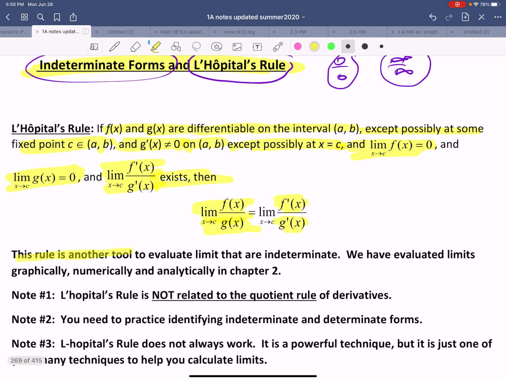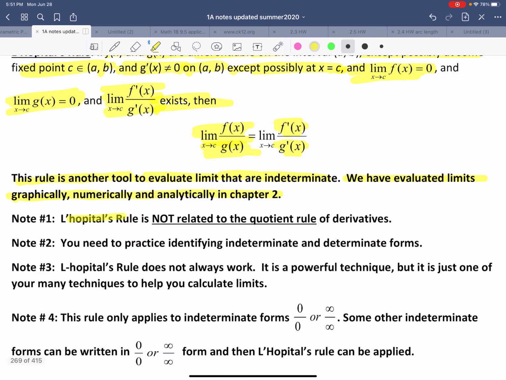This rule is another tool to evaluate the limits that are indeterminate. We have evaluated those limits graphically, numerically, and analytically earlier. L'Hopital's rule is not related to the quotient rule, keep that in mind. So in L'Hopital's rule, if we have a limit that we are trying to evaluate and we come up with the indeterminate form 0 over 0, then we will take the derivative of the numerator and the derivative of the denominator and then evaluate the limit as x approaches c.